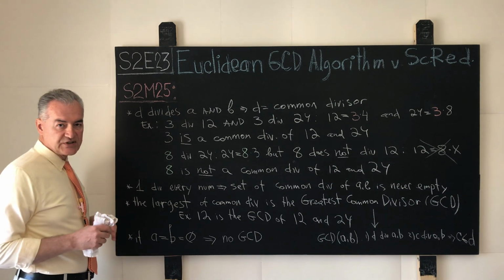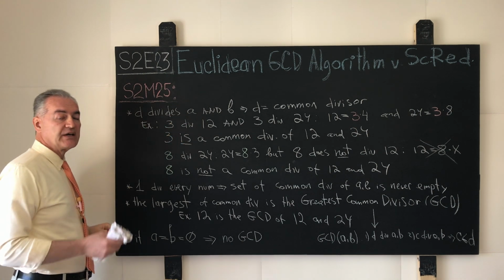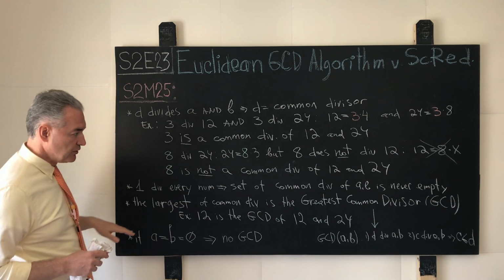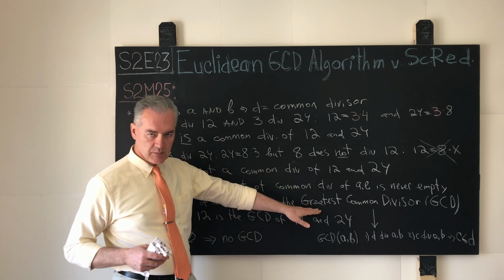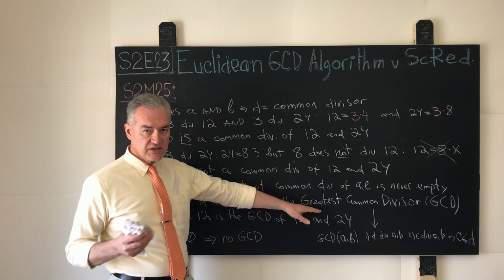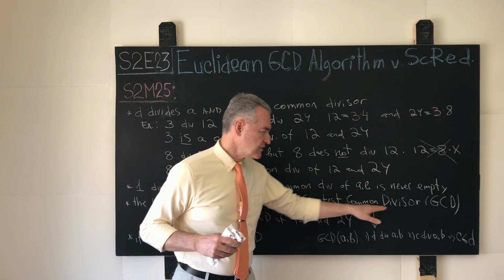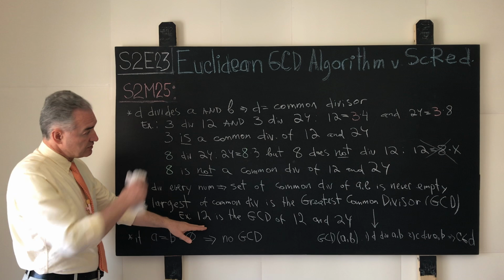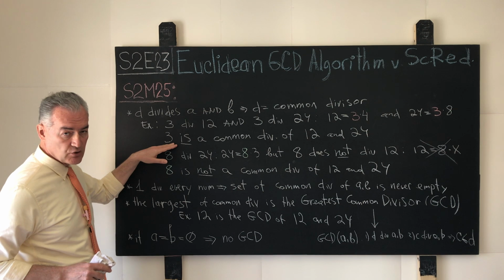Consequently, if from the set of all the common divisors of two numbers a and b, we pick the largest by magnitude, that largest common divisor will be called the greatest common divisor, or sometimes people say greatest common factor, it doesn't matter. We will stick with the terminology greatest common divisor, and we will abbreviate it as GCD. Now, for example, from the numbers that we worked with before, 3 is a common divisor of 12 and 24.